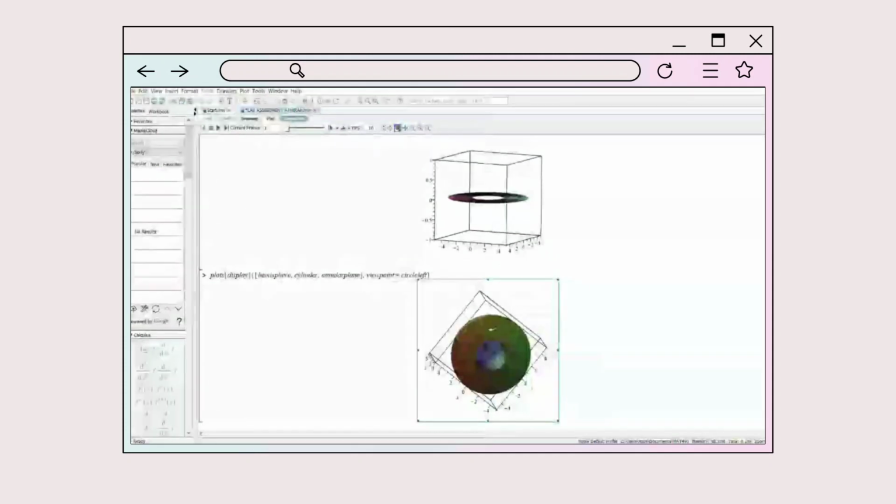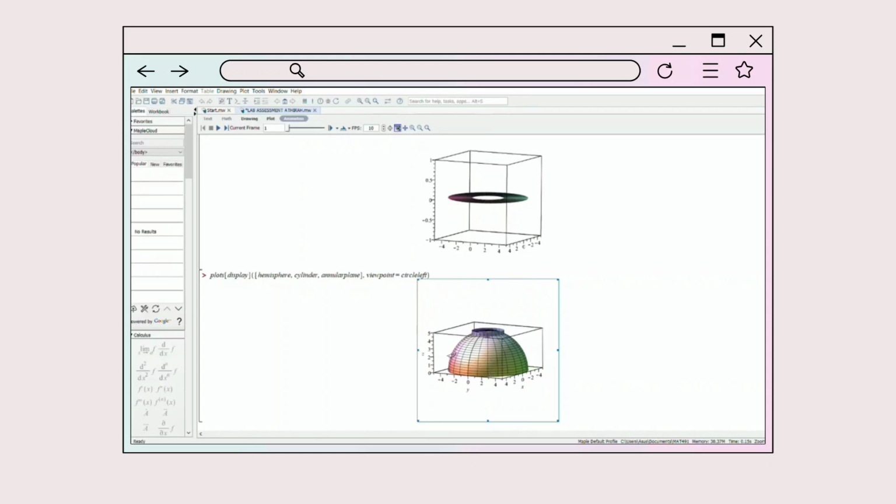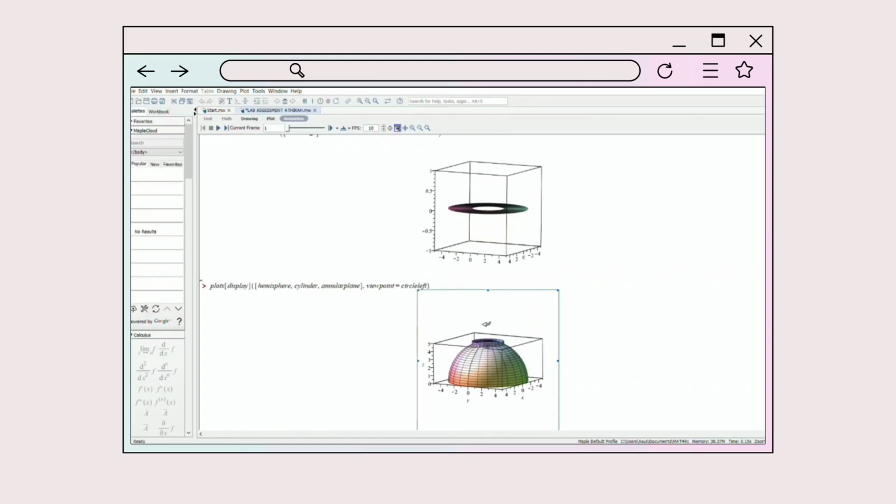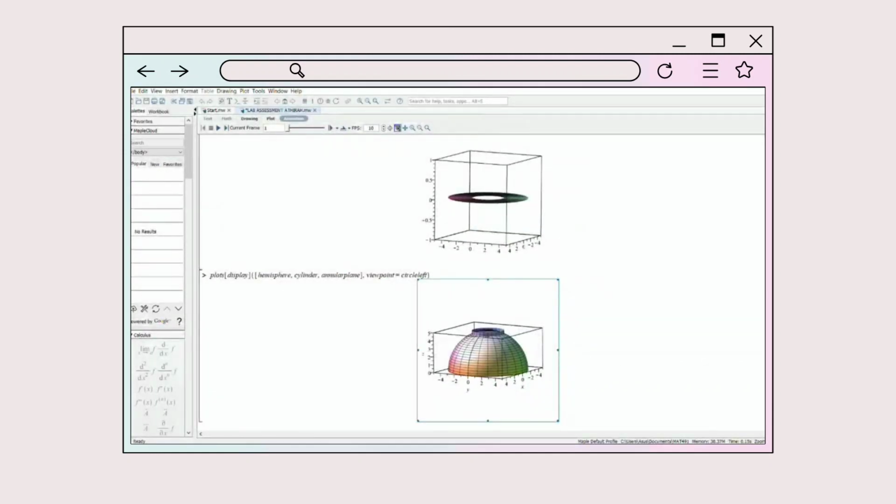So here is the annular plane, and inside the hemisphere is the cylinder, and outside the cylinder is the hemisphere. So that's all for question 3. Thank you.